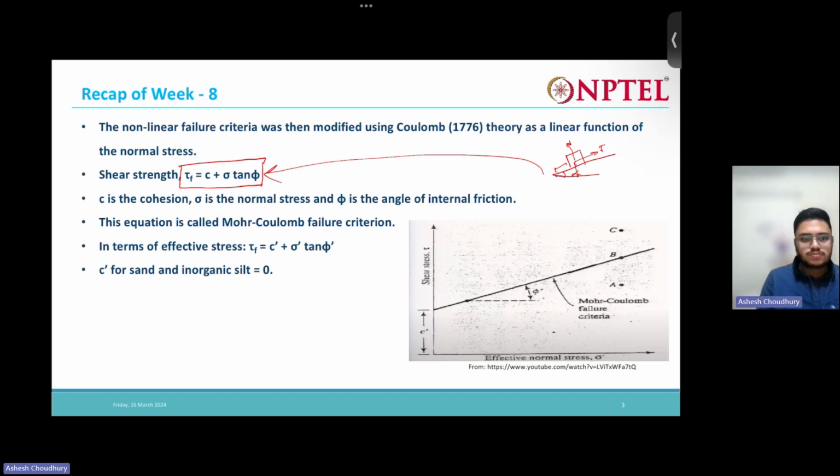This equation is called the Mohr-Coulomb failure criteria. This linearized version of the original failure envelope is called the Mohr-Coulomb failure criteria. All right.